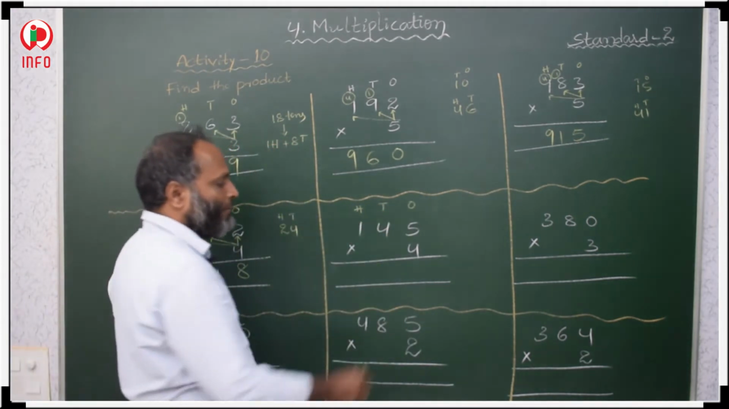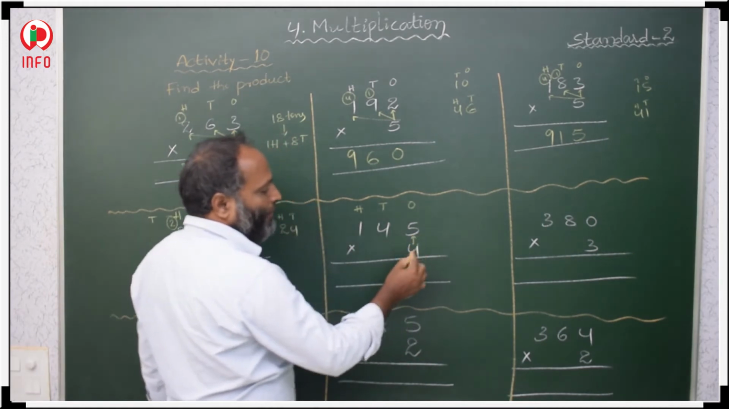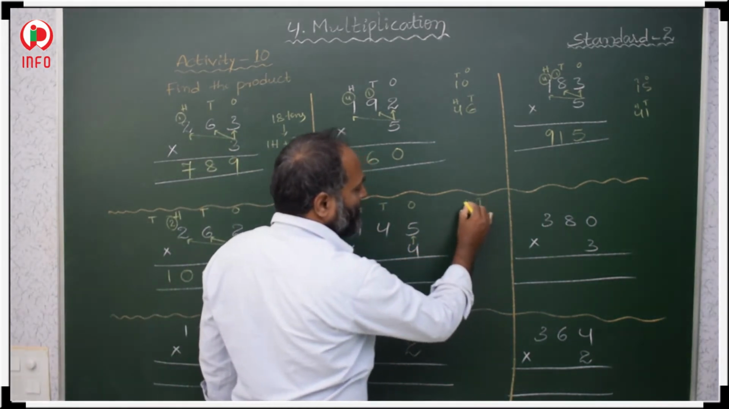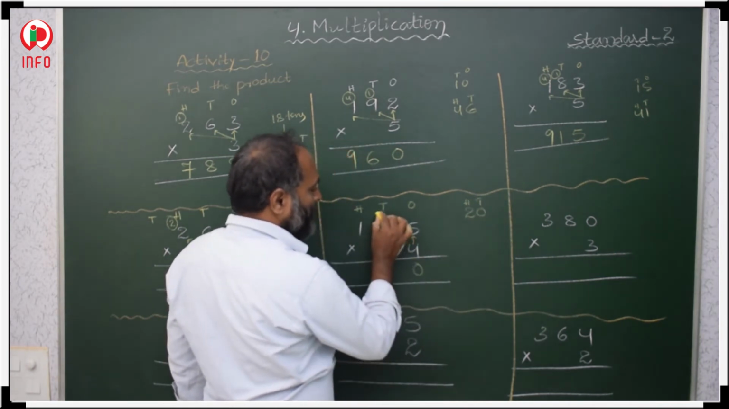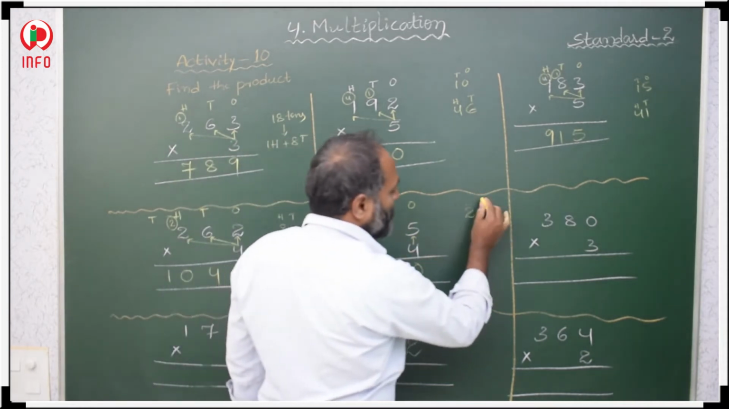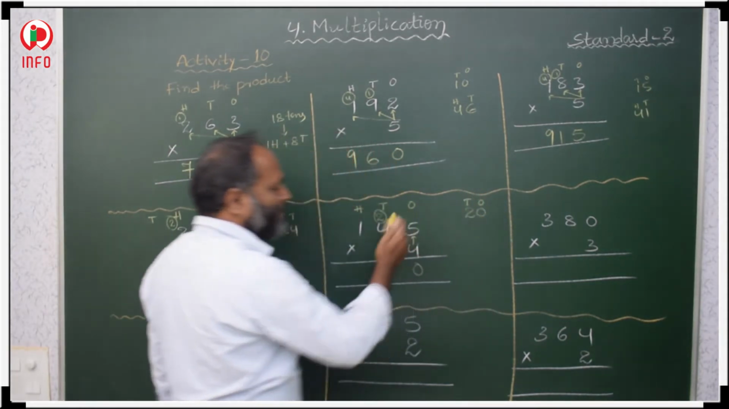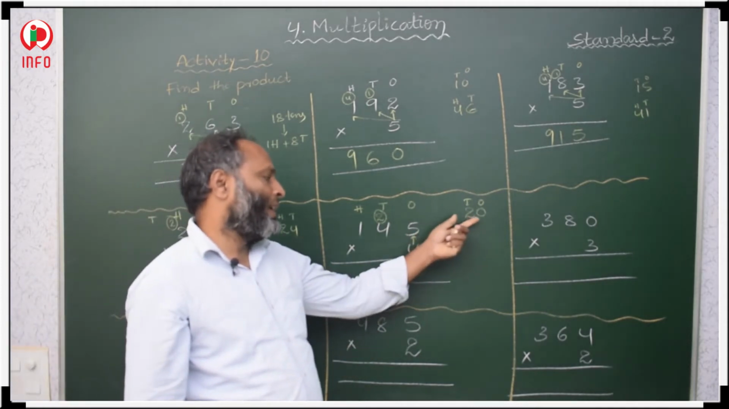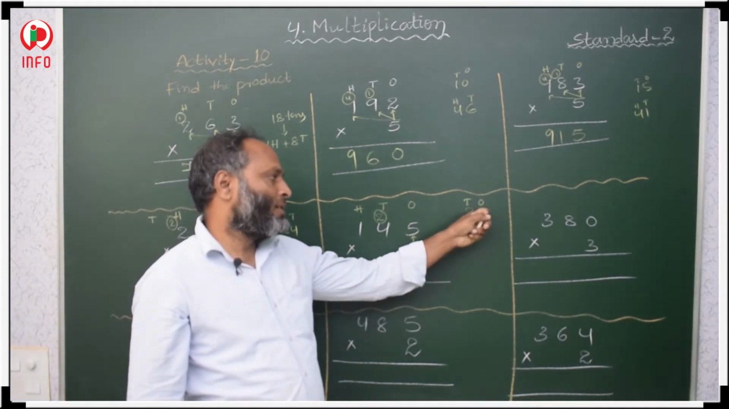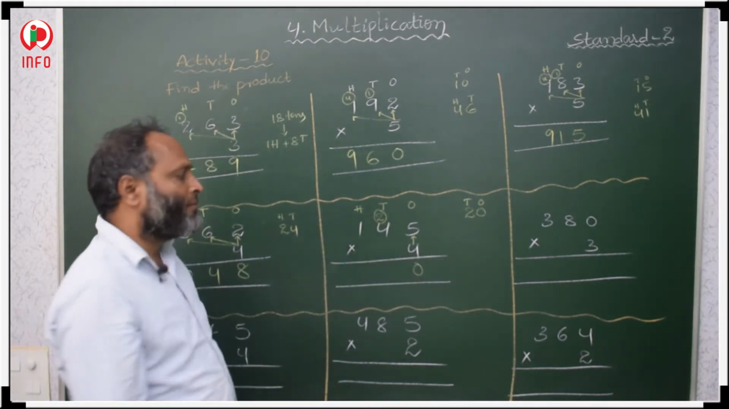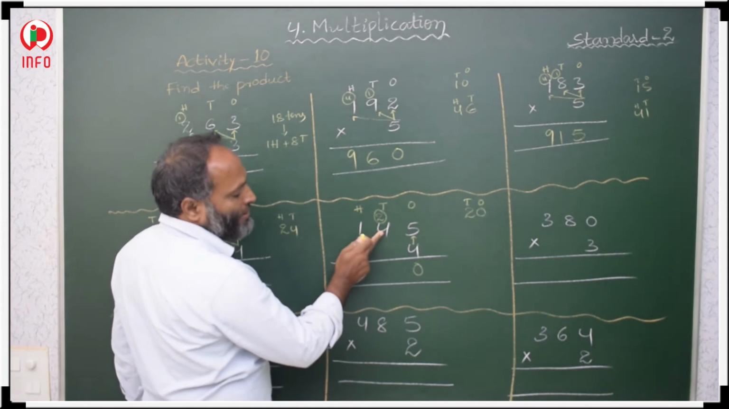First we have to multiply 4 with ones place, that is 5. 4 5s are 20. Not 0 tens, 0 ones and 2 tens. Why? Because we are multiplying with ones, no? 4 5s are 20. 20 ones means 0 ones and 2 tens. 0 ones, 2 tens. Then 4 4s are 16.